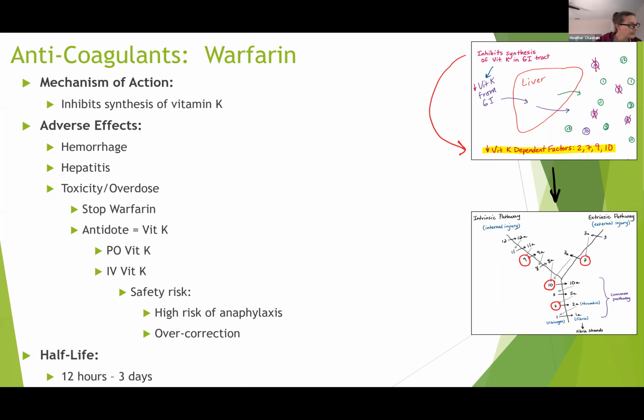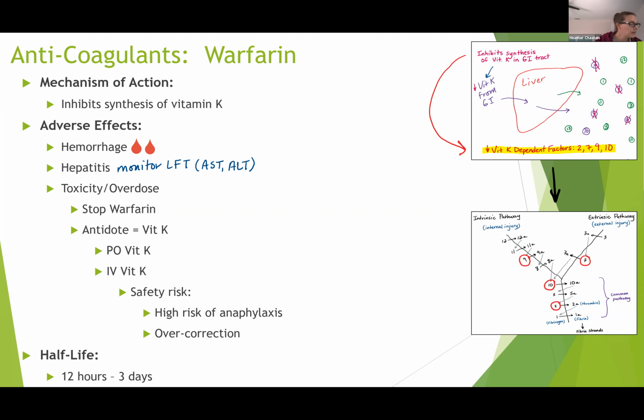So your adverse effects: hemorrhaging, right? So you have some bleeding going on. Hepatitis, okay? Because hepatitis is a potential adverse effect, you want to monitor LFTs, our liver function tests, those are AST and ALT.